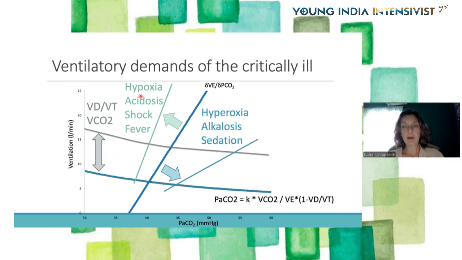So, this is a complicated slide, we'll take it slow. The ventilatory demands of every person are determined by the crossing point between the metabolic hyperbola, defined by the CO2 production and the dead space to tidal volume ratio, and the chemosensitivity, the CO2 response slope. Now, in the critically ill patient, there are many common conditions that change both these slopes.